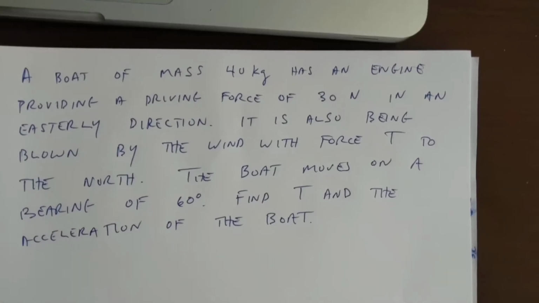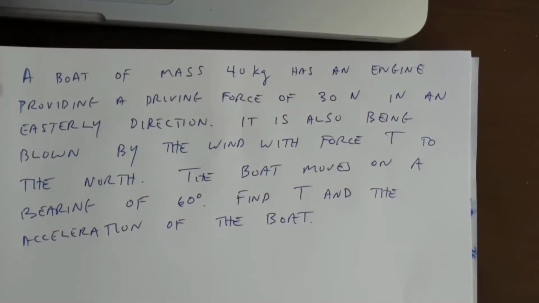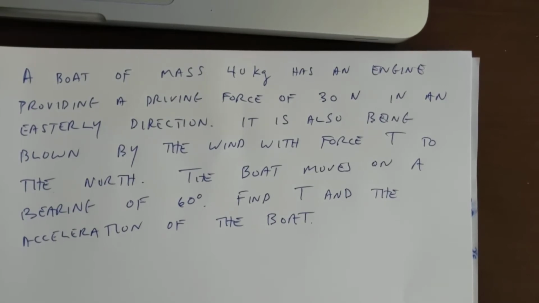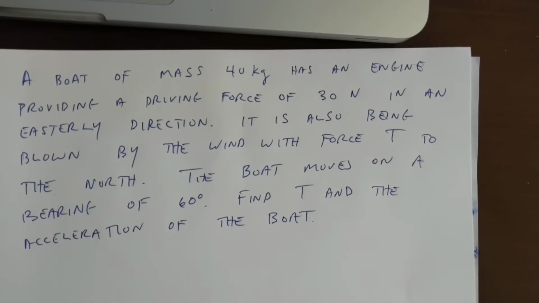We're into 3.4 and we're talking about non-equilibrium problems for objects on slopes and known directions of acceleration. Well, this one involves a known direction of acceleration.